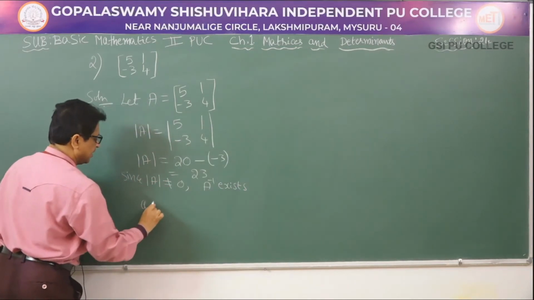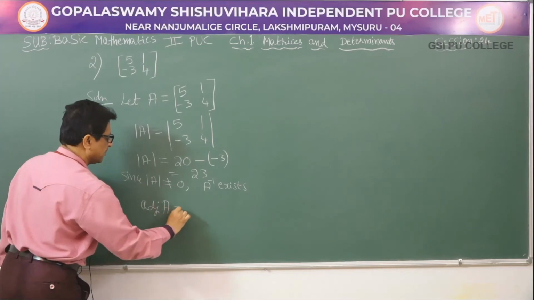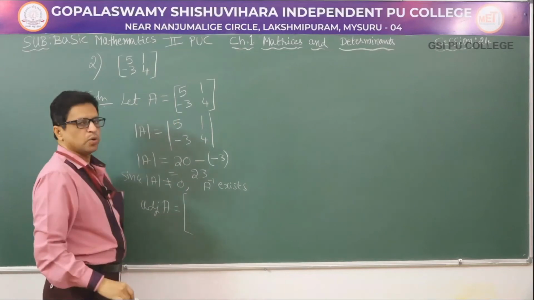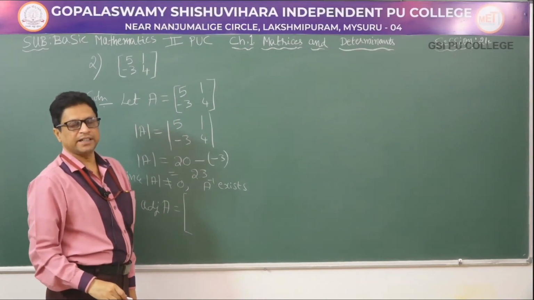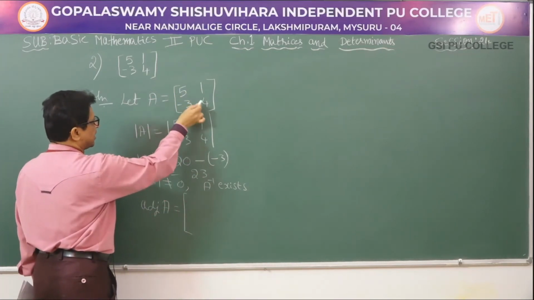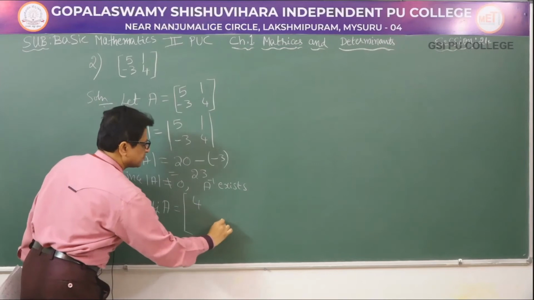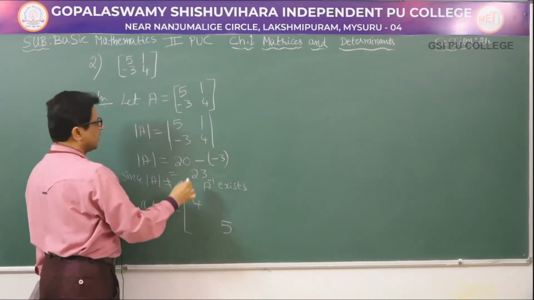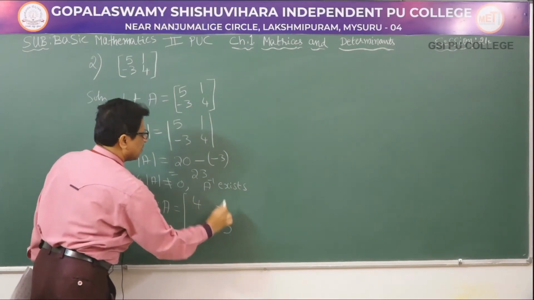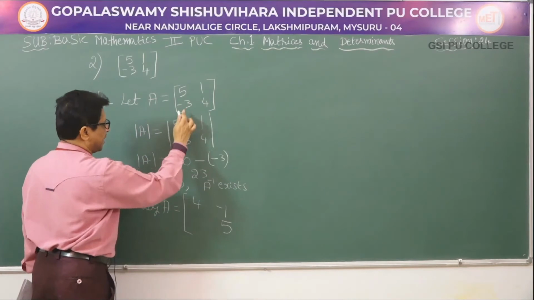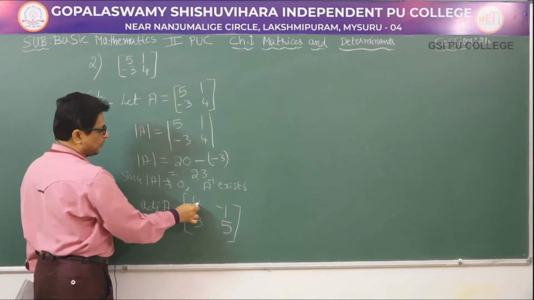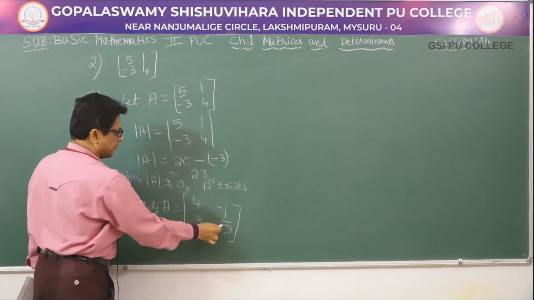Let us find the adjoint of the given matrix. Since it is a 2 cross 2 matrix, we can find adjoint of the matrix by inspection. So, interchange the principal diagonal elements and change the sign of the other diagonal, that is 1 becomes minus 1, minus 3 becomes 3. That is adjoint A is equal to 4, minus 1, 3, 5.